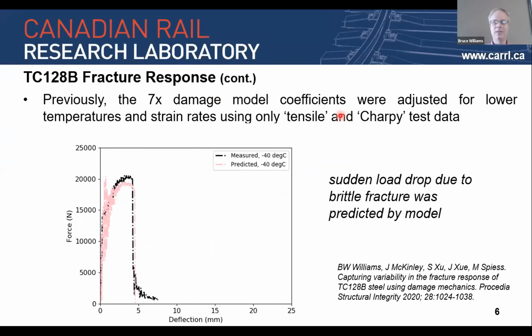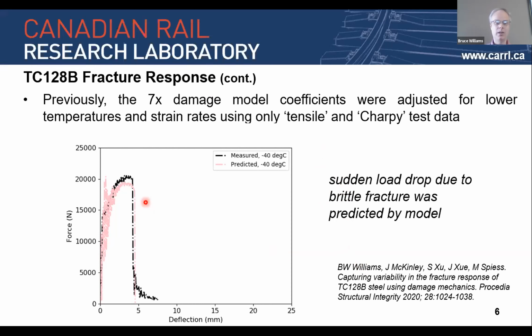And so we expanded the models that were available in literature. Using just limited data from tensile and Charpy tests, we were able to match the Charpy response of the material. So for instance, we can get a little bit of ductile crack growth, and then suddenly we get this load drop due to the brittle crack. That's particularly what we wanted to capture in the material model. And this was about a year ago that we did this.